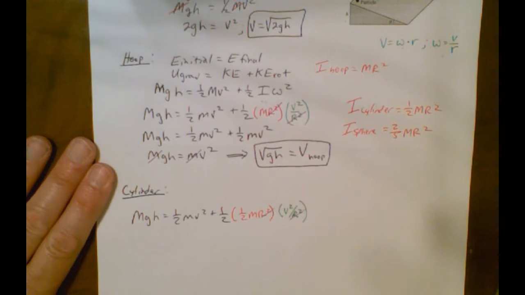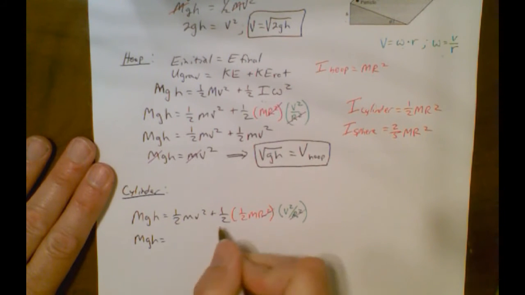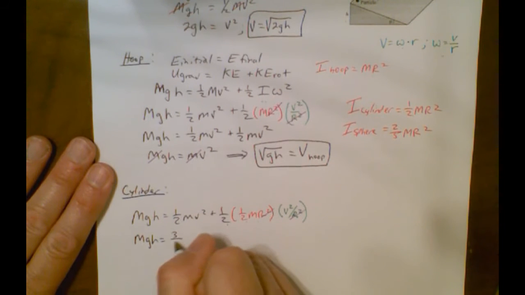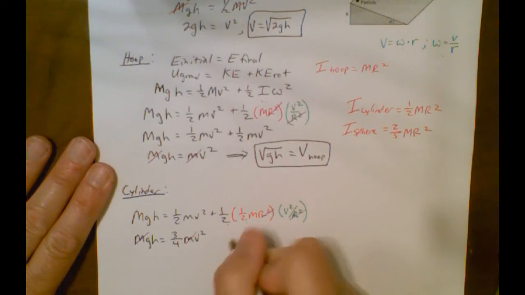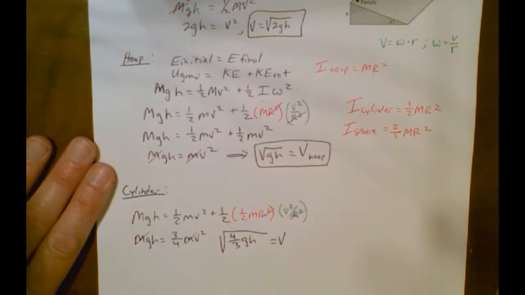And lo and behold, what I'm going to get now is mgh equals 1/2 mv squared plus 1/2 times 1/2. So that's 3/4 mv squared. Cancel, cancel. So we're going to find 4/3 gh, and the square root of that is going to be equal to v. What about a solid sphere?